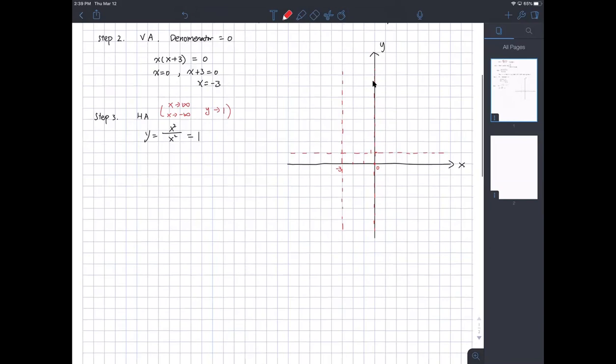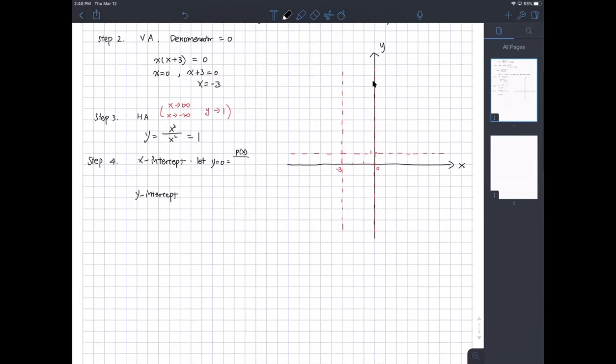All right, so now we're going to look at step 4. Step 4 is the step that everybody knows: we're going to find the x-intercept and the y-intercept if there are any. For the x-intercept, we're going to let y equal 0. If you have a fraction, where y is equal to p of x over q of x in this rational function, then I'm just going to let my numerator equal 0.